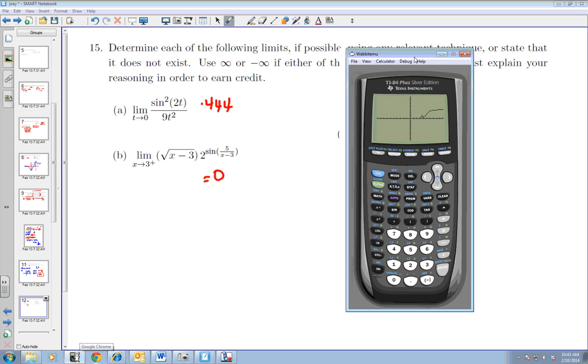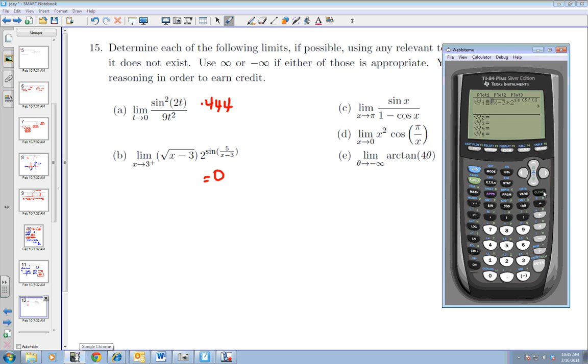On part C, y equals, I'm going to hit my fraction button, sine x over 1 minus cosine x. Okay, and hit my graph. I want to know what this is doing when I get closer and closer to pi. Well, we know that pi is 3.14. So I'm going to go to my table, and 3.14, so 3.13 is really close to that. That's coming in from the left.